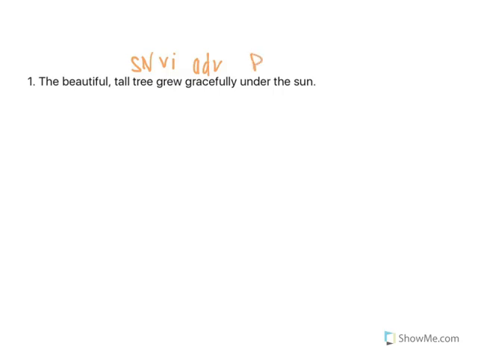Under the sun is going to be a prepositional phrase. Under is going to be our preposition indicating location. Sun is going to be an object of the preposition, and the is an article adjective, which is modifying sun, the object of the preposition. Now, we know that tall is going to be an adjective because it is modifying the subject, which is tree. So tall is modifying tree, and it's an adjective.